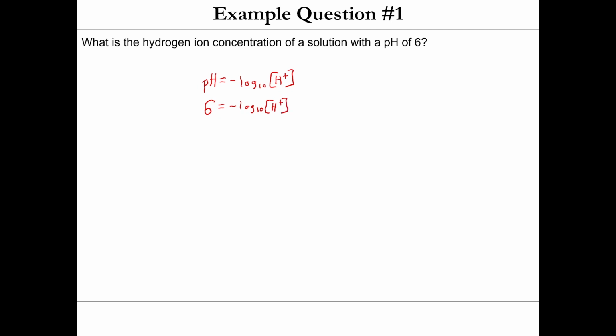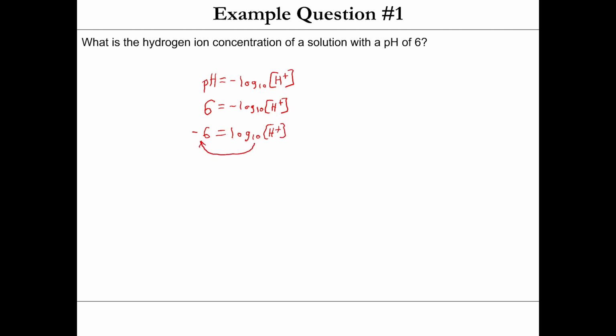Now, this trips up some people on how to convert this, basically, to figure out the hydrogen ion concentration. But it's pretty simple, actually. So first, what I would do is get rid of this negative sign on this side of the equation. So we can say negative 6 equals the log base 10 of the proton concentration. And then I just do a quick arrow.